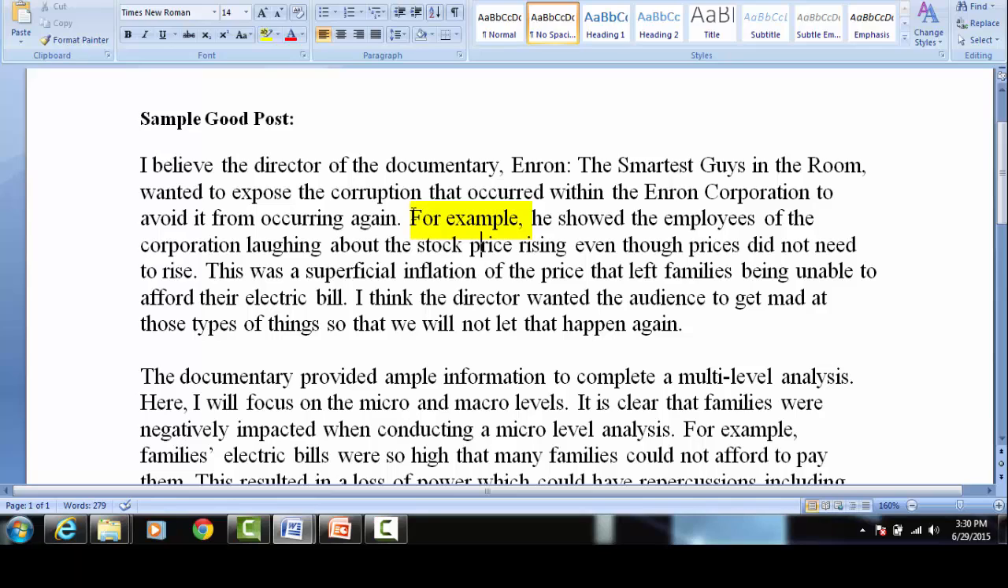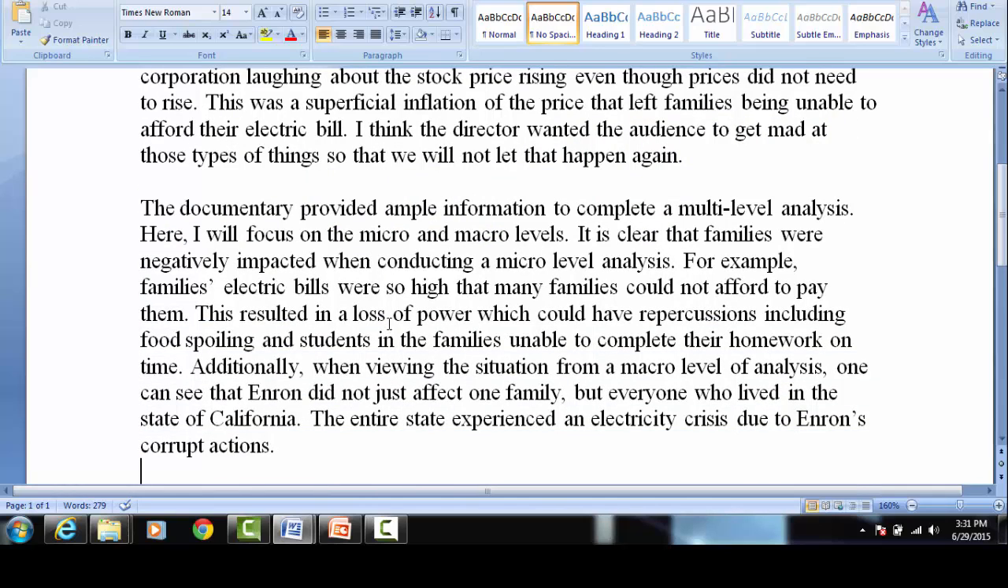We can see that right here. The student follows this transition by a brief description of a scene from the film to support the claim. The student finishes with, I think the director wanted the audience to get mad at those types of things so that we will not let them happen again. Let's continue. The second part of the prompt asks students to describe the impact of the Enron Corporation on families using the micro level of analysis. Additionally, use one of the other 3 levels of analysis.